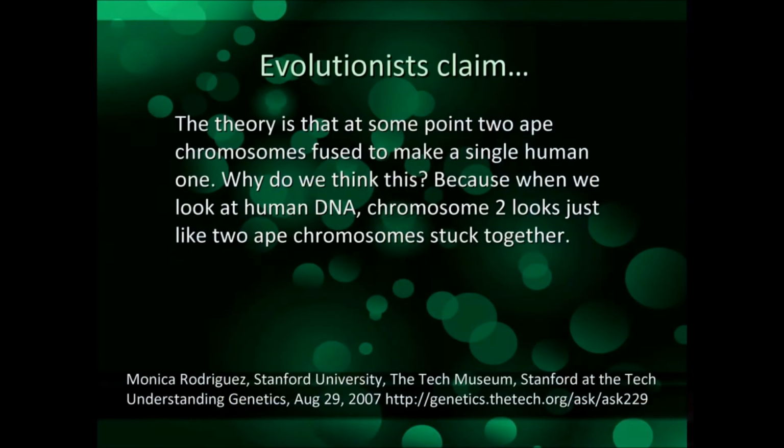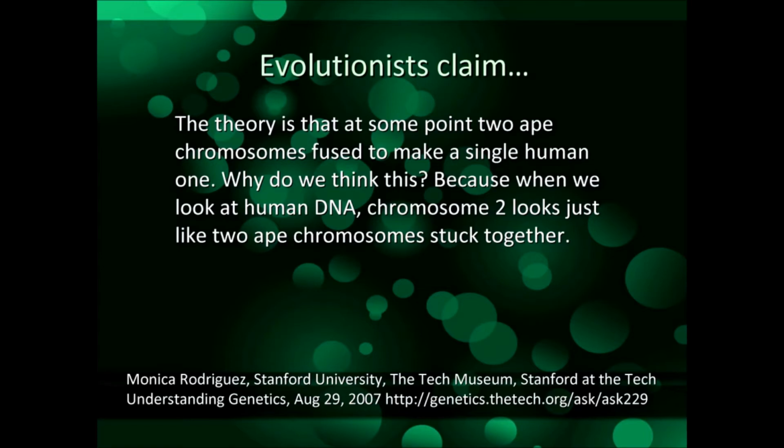Now, the evolutionists claim, let's set this up so we all understand what we're talking about. There's the chromosome 2 fusion model. Here's the evolutionist explanation. The theory is that at some point, 2 ape chromosomes fused to make a single human one. Why do we think this? Because when we look at human DNA, chromosome 2 looks just like 2 ape chromosomes stuck together.